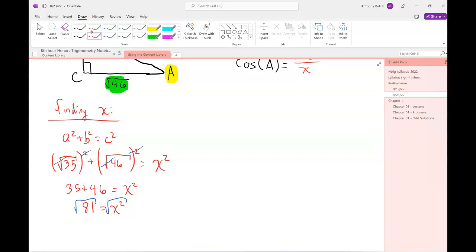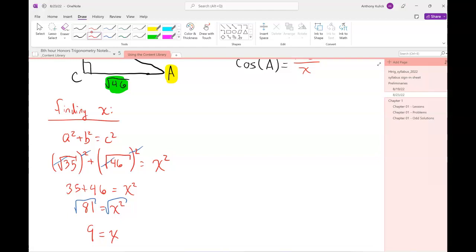Plus or minus. Now, do I really need a plus or minus in this context? No. Why not? Excellent, because a side length can never be negative, right? It's the length of a physical object. Negative side length would make no sense at all. So I'm not going to bother with the plus or minus in this context, but I want to remind everybody that when we square root both sides of an equation, we have to worry about that.